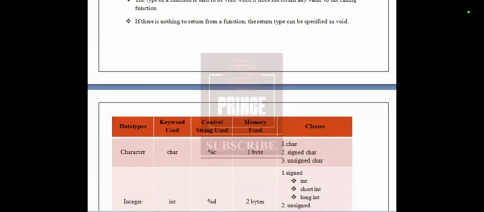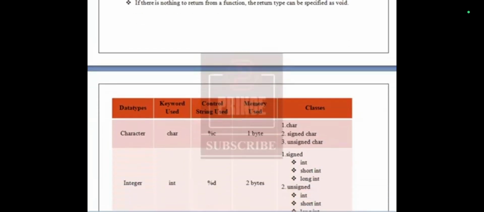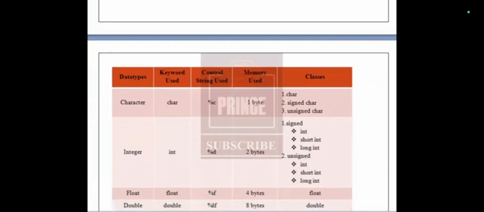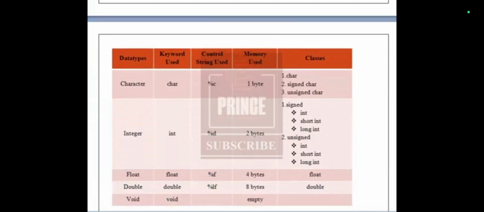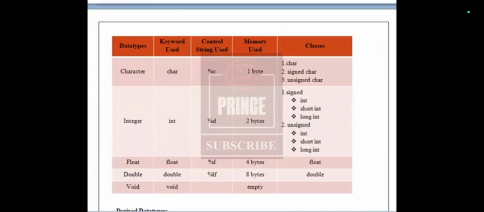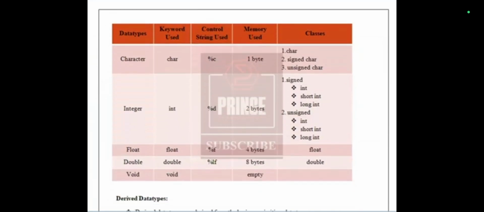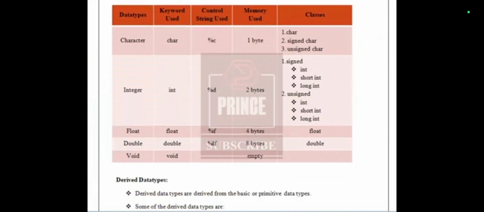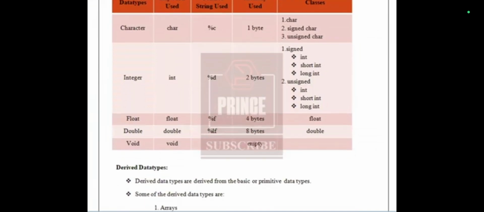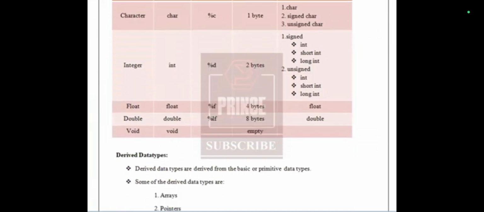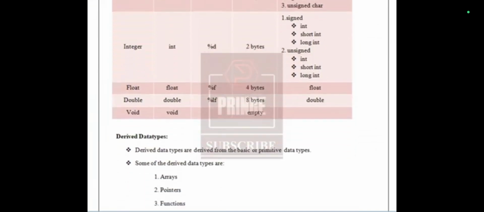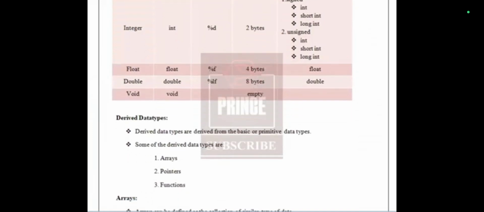Next comes the chart, which shows the memory used by the specific data types, and the classes of the particular data types, and format specifiers starting with percentage signs are also mentioned in the table, so you can refer to the table.